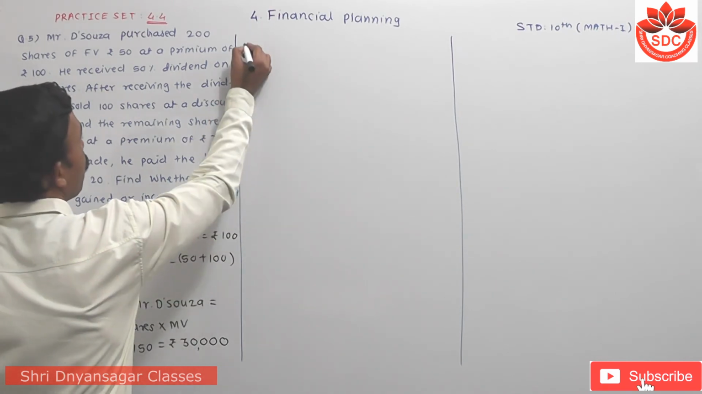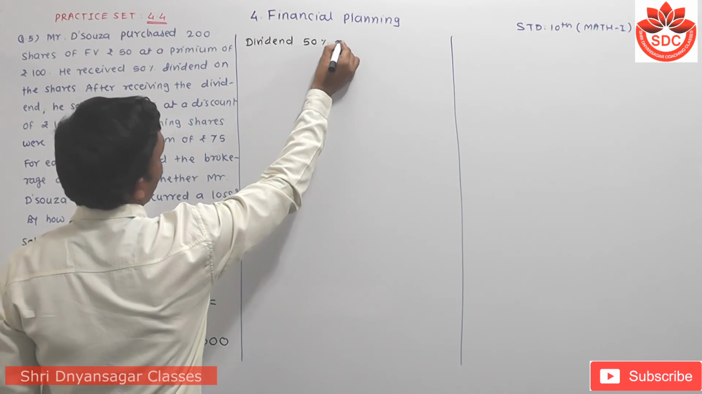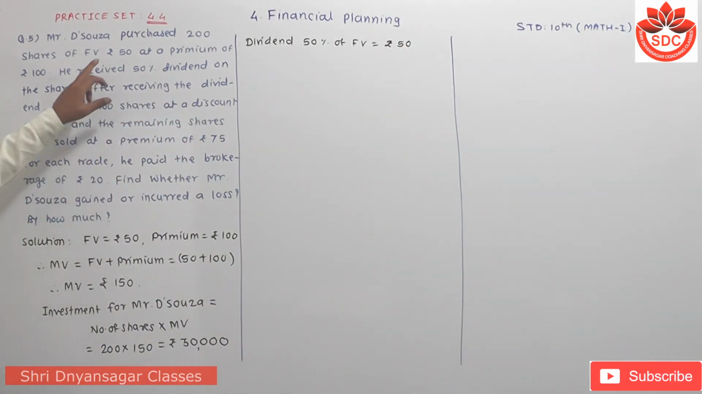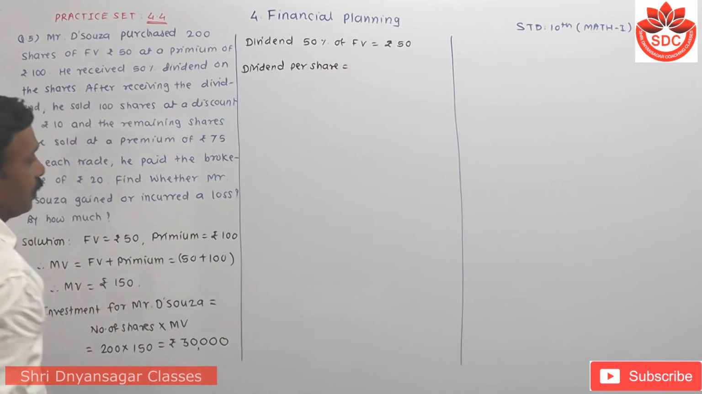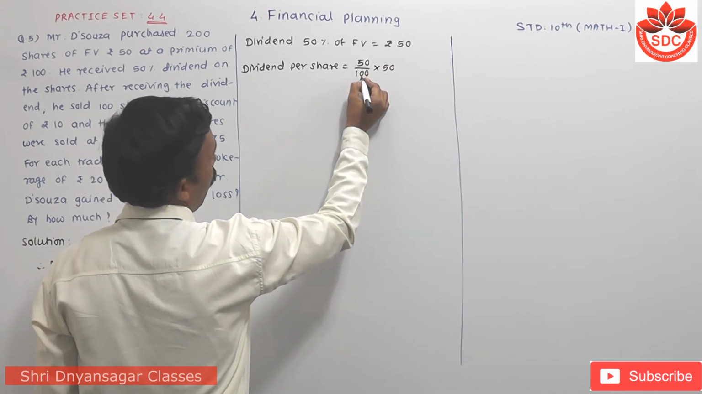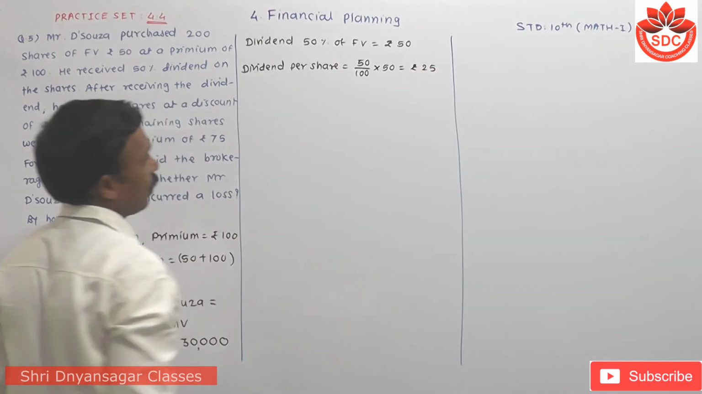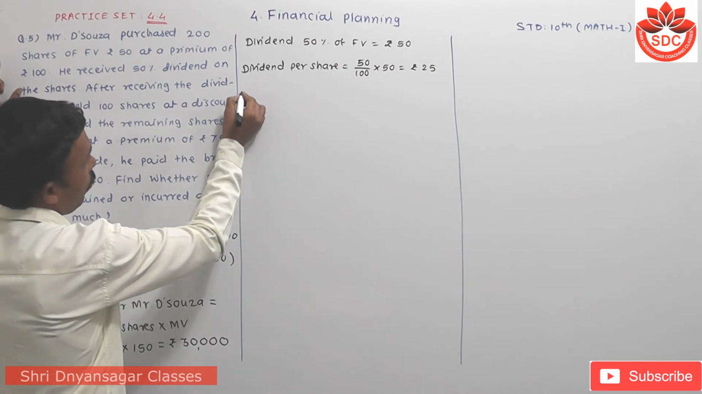Dividend is 50% of FV, FV is 50. Therefore dividend per share is 50% of this 50, which means 50 into 50 over 100, that is rupees 25 per share. The total number of shares purchased is 200, therefore dividend on 200 shares.